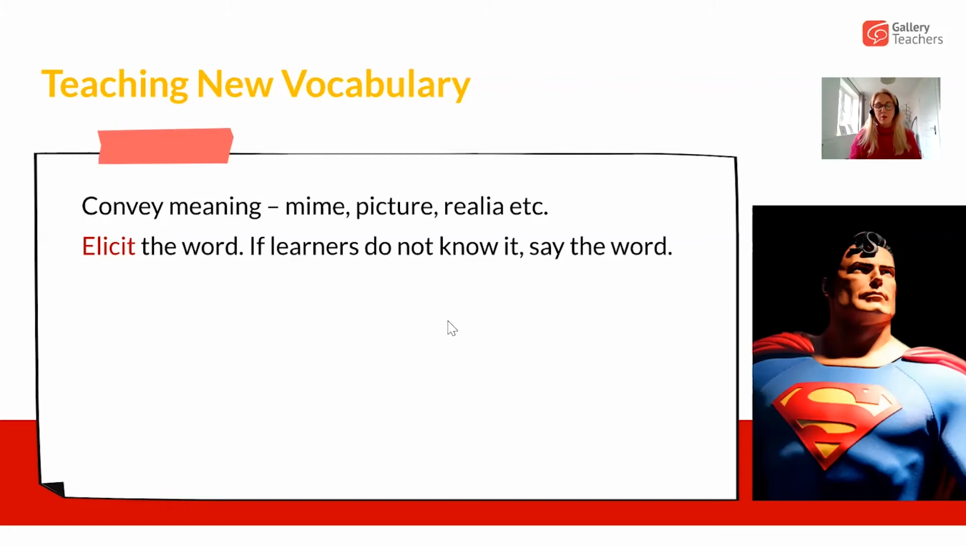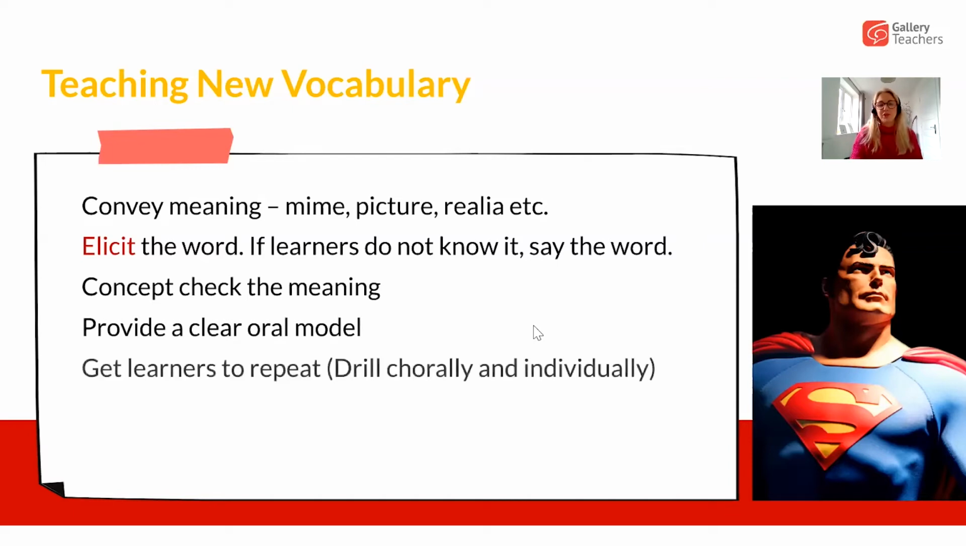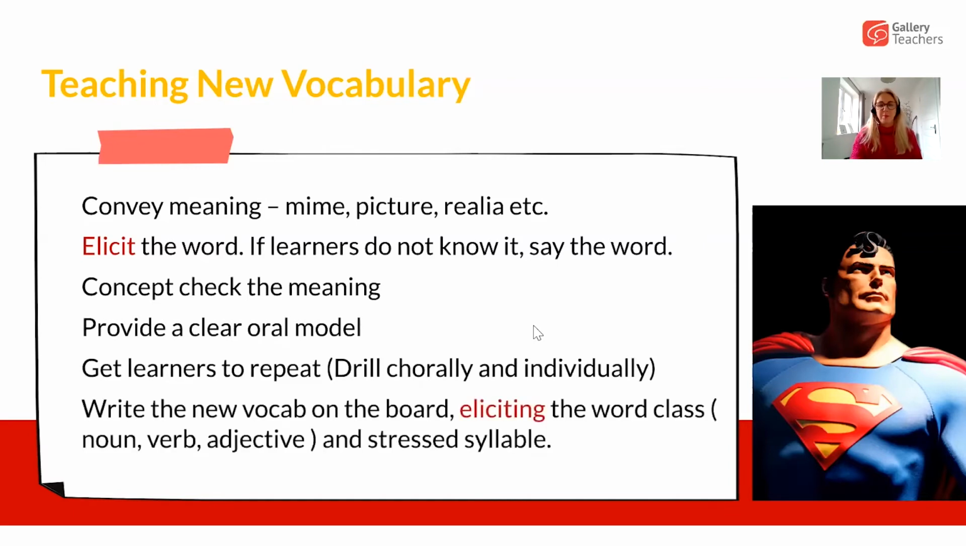Is he a normal man? No. He can fly. Great. So we can say he has a superpower. So I'm eliciting, and then if the students don't know the word, I then just say the word myself, superpower. I then concept check the meaning, as I did before. So if you can fly and you're a man, do you have a superpower? Yeah, great. Then provide the clear oral model, superpower, get your students to repeat, and then finally put it up on the board, eliciting as much as you can. So this is how we would elicit when teaching new vocabulary items.